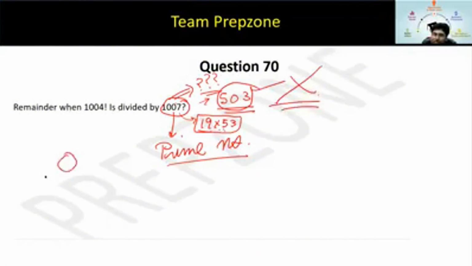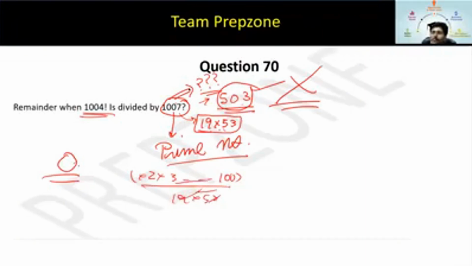The answer will be 0 because this is 1004 factorial, and every one of you answered 503 or 504. 1, 2, 3 till 1007 divided by 19 into 53, both get cancelled. The answer is 0. Please pay attention to these things as well, guys. Don't, in a hurry, make silly mistakes.